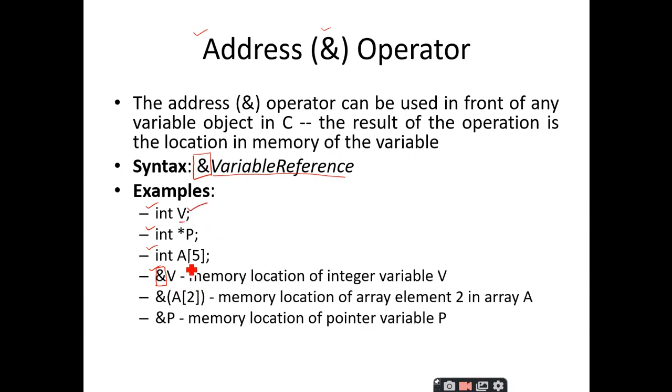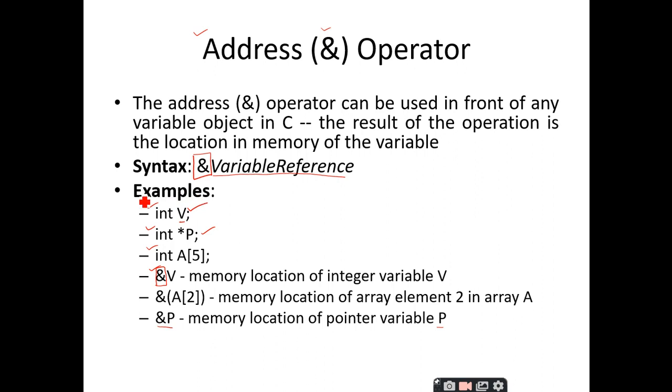In a similar manner, I can access the address of p also. So how can I get the address of this pointer? By making use of the address of operator. The preceding symbol should be the address of operator. So address of p means the memory location of the pointer variable p.